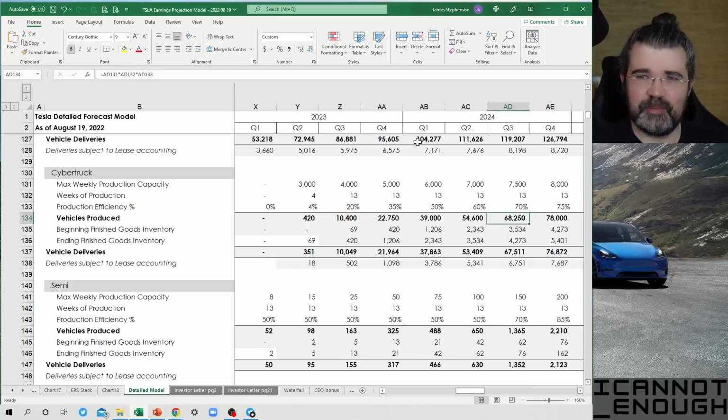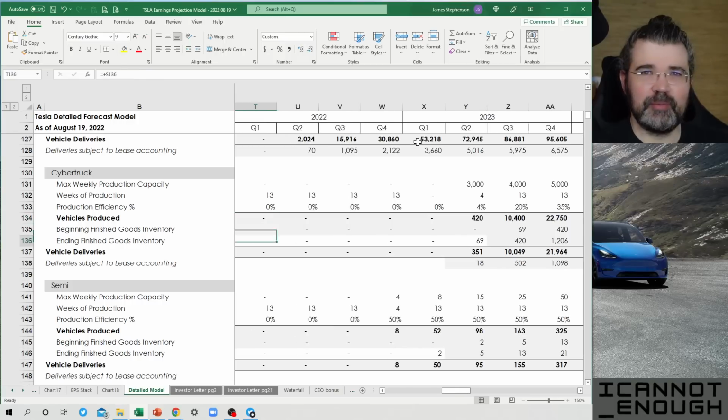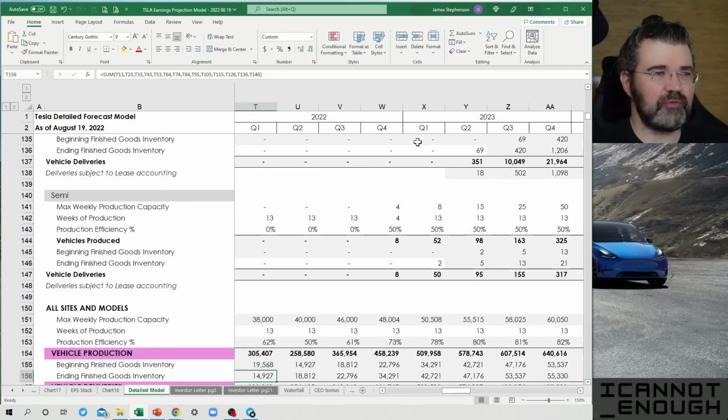I mean, these numbers were certain to be wrong. Whatever you forecast, it will be wrong. That's the first rule of forecasting. Then we have Semi here, which I guess I've already shown you.